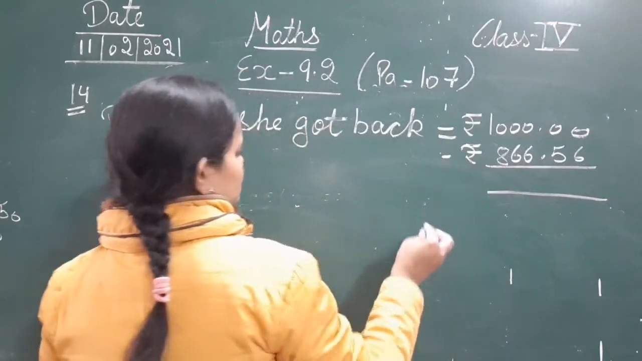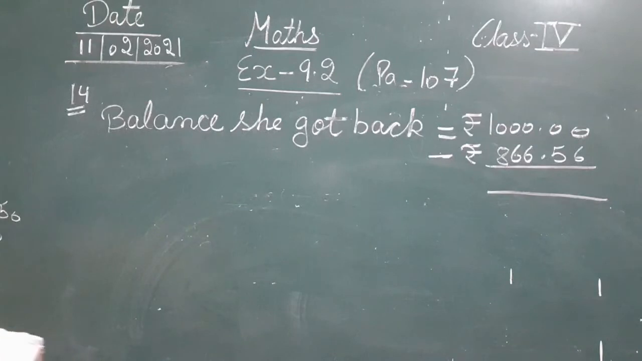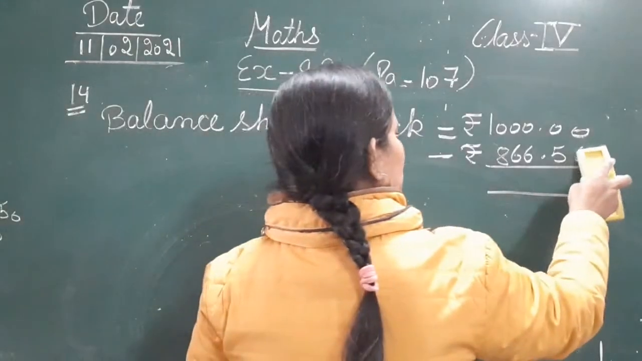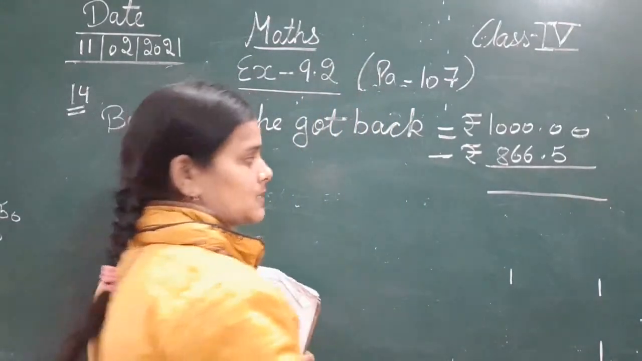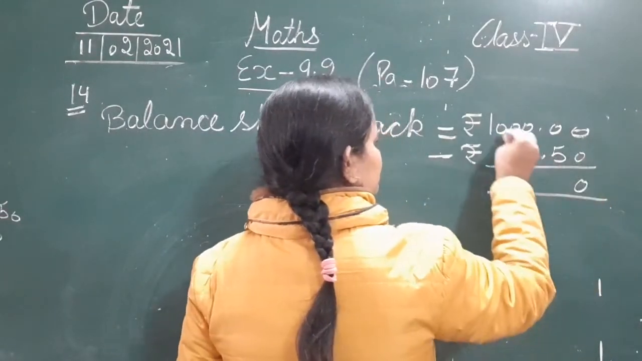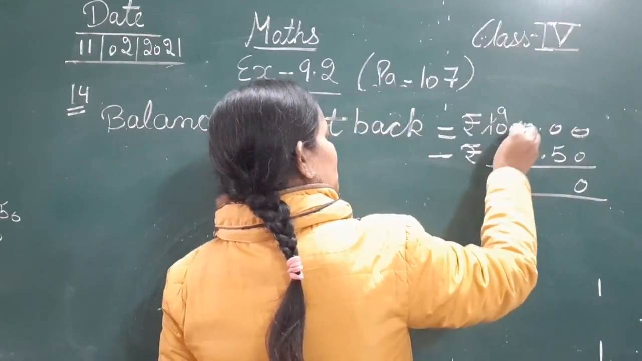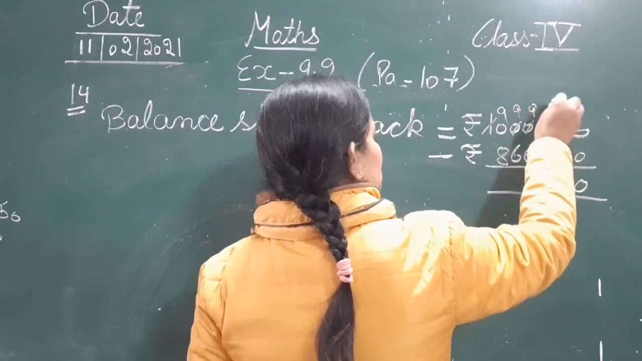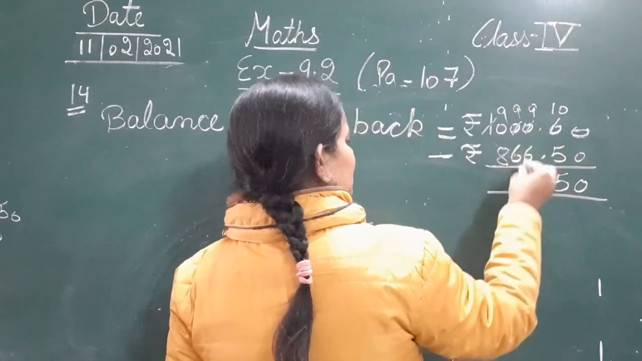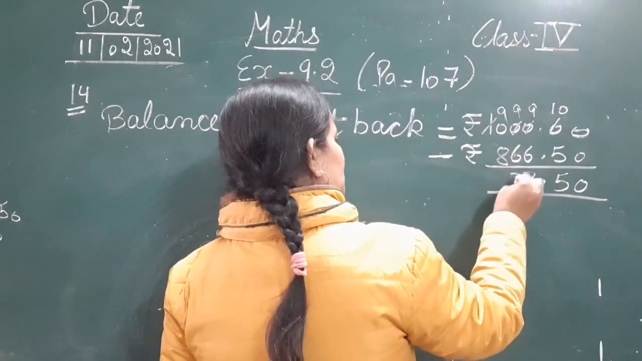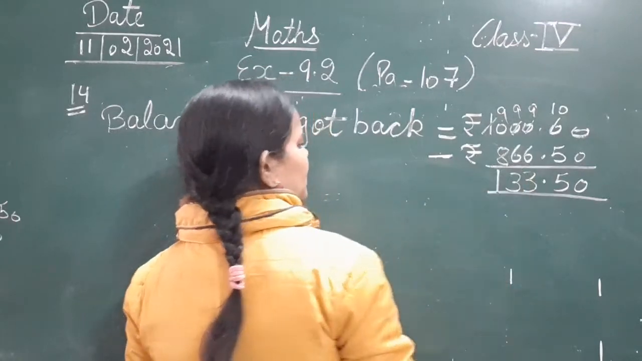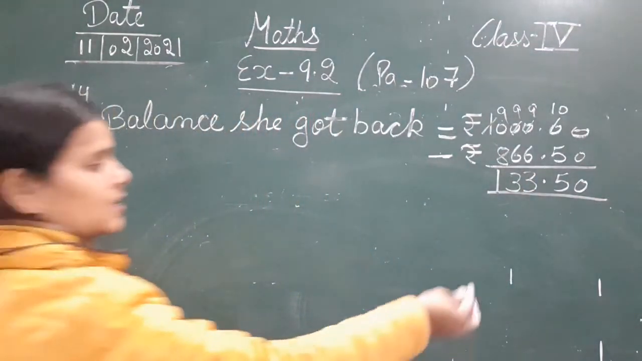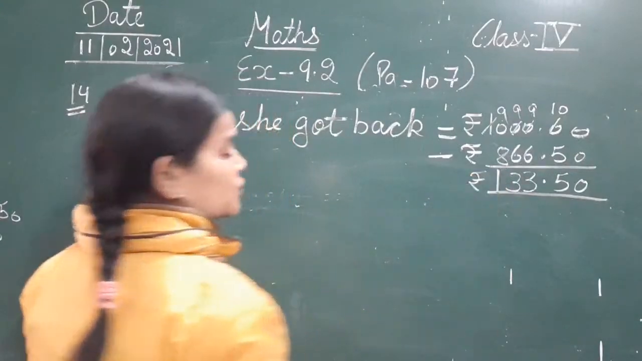866 rupees and 56. It's not 56, it is 50. 866 rupees and 50 paise. 0, 0. It will become 9, 9, 9, and this is 10. 10 minus 5 is 5. 9 minus 6 is 3. 9 minus 6 again 3. 9 minus 8 is 1. So that is 133 rupees and 50 paise. So this is the amount that she will get back.